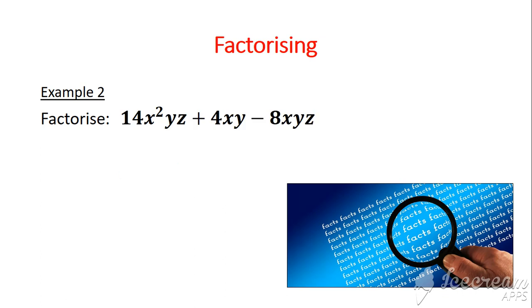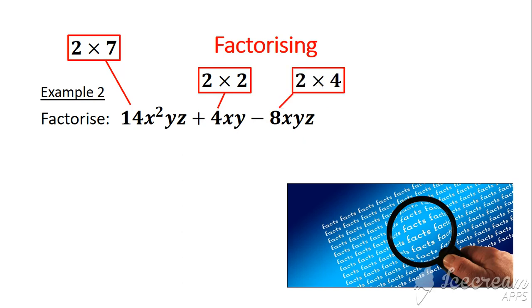All right, example 2. This is quite a tough one, and we'll go through it pretty slowly. Because there's a lot of terms and letters, we're going to break it up and do the numbers first and then the letters. So let's start off with the numbers. 14 is made up of 2 times 7. 4 is made up of 2 times 2. And 8 is made up of 2 times 4. So you can see all 4 coefficients have the number 2 as a common factor. We're going to take the 2 out the front of the brackets.